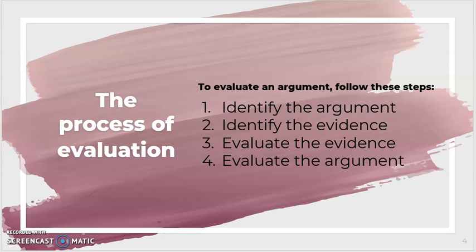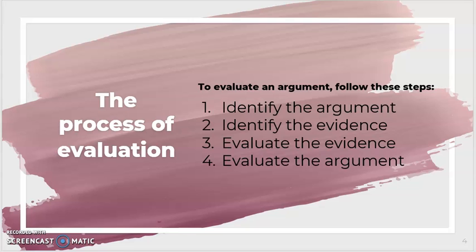So we're going to start with the process of evaluation. Essentially, when you're evaluating an argument or a claim, you want to follow these four steps. The first thing that you have to do is identify the argument. What is the claim? What is the author trying to persuade you of or convince you to do or make you believe? Once you've identified that argument, then you can begin to identify the evidence.